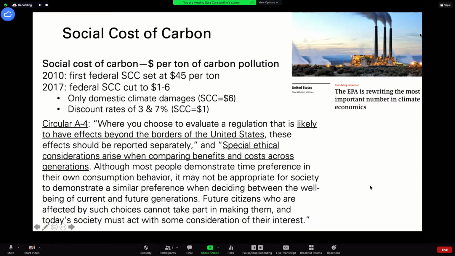Where you choose to evaluate a regulation that is likely to have effects beyond the borders of the United States, these effects should be reported separately, and special ethical considerations arise when comparing benefits and costs across generations. Although most people demonstrate time preferences in their own consumption behavior, it may not be appropriate for society to demonstrate a similar preference when deciding between the well-being of current and future generations. Future citizens who are affected by such choices cannot take part in making them, and today's society must act with some consideration of their interests.